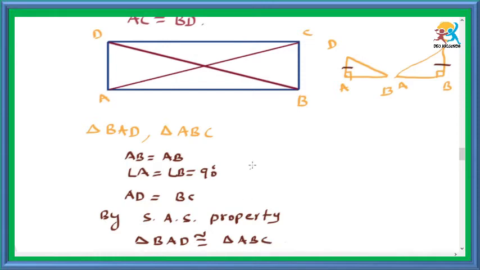If two triangles are congruent, then easily we can write the corresponding parts. So the corresponding parts will be AC side is equal to BD side. Actually these are the diagonals. Like this we can prove.